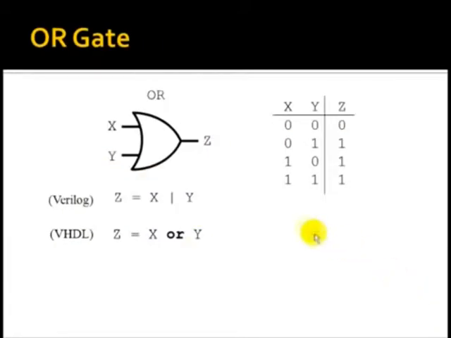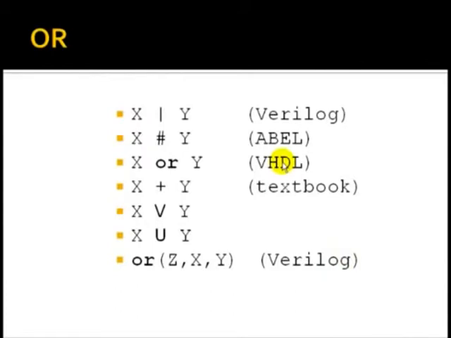Here's an OR gate. Notice the symbol for an OR gate has this curved input, sort of comes to a point here. Again, there are two inputs, X and Y. The output of an OR gate is 1 if either or both inputs are 1. We use the vertical line for the OR operator in Verilog, whereas in VHDL, again, you have to write out the word OR. Here are some other symbols for OR. ABEL uses this pound sign for OR.